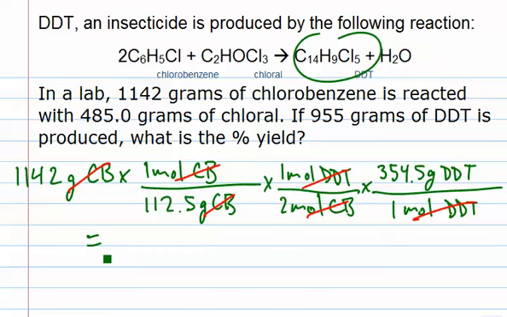So we're going to go in our calculator. We get 1142 divided by 112.5 divided by 2 and multiplied by 354.5 tells us that if we react all of our chlorobenzene, we'll get 1,799 grams of DDT. Okay.